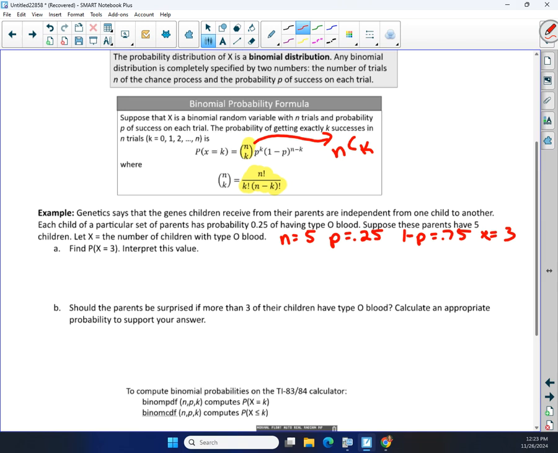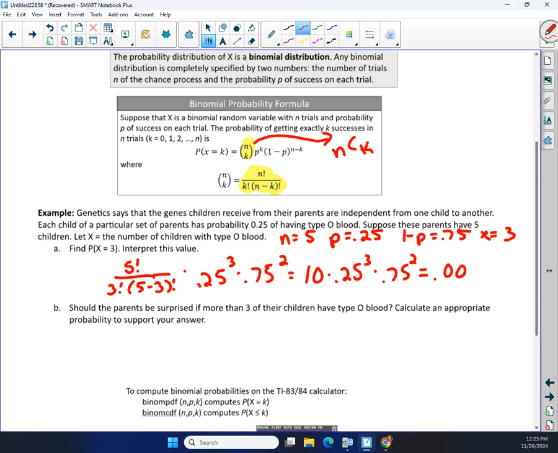So when I substitute in here, I'm going to do 5 factorial over 3 factorial times 5 minus 3 factorial, times 0.25 to the third power times 0.75 to the second power, which equals 10 times 0.25 to the third times 0.75 to the second, which equals 0.088. Now let's make sure you know where those numbers came from.